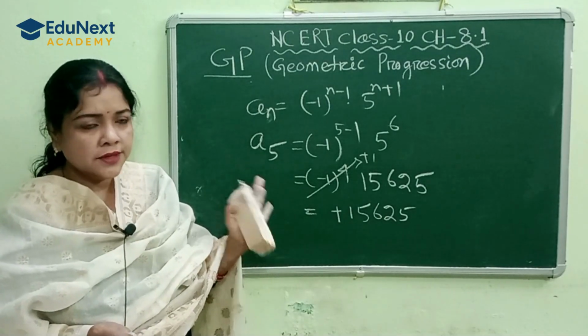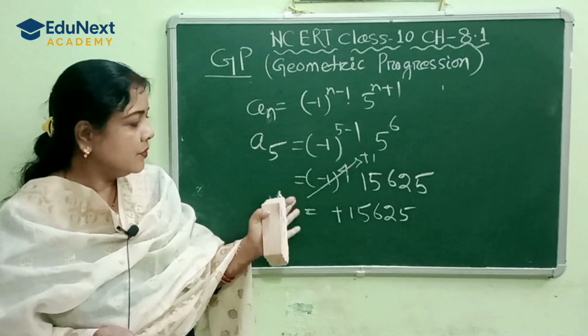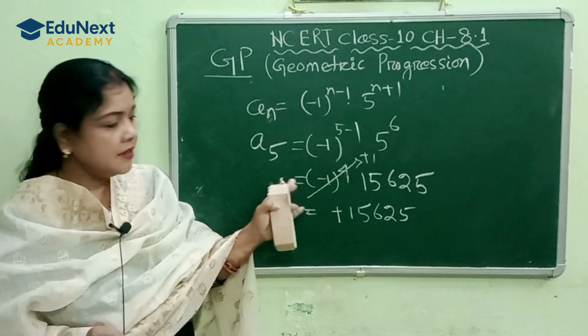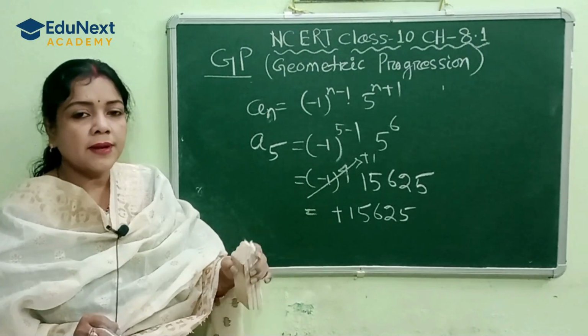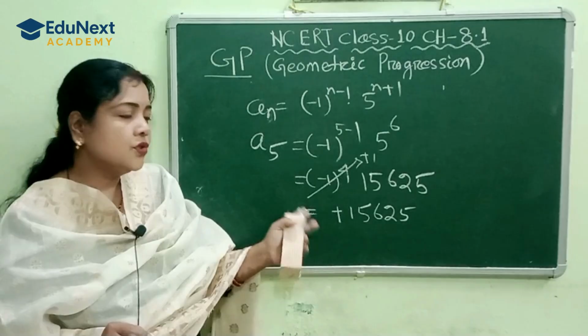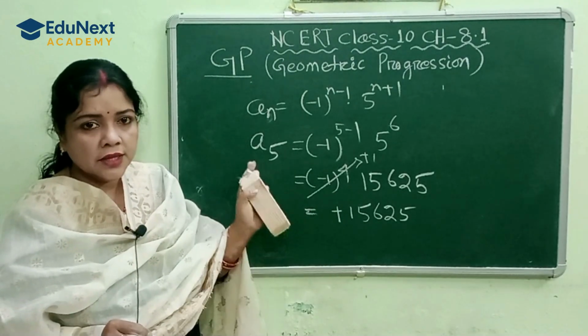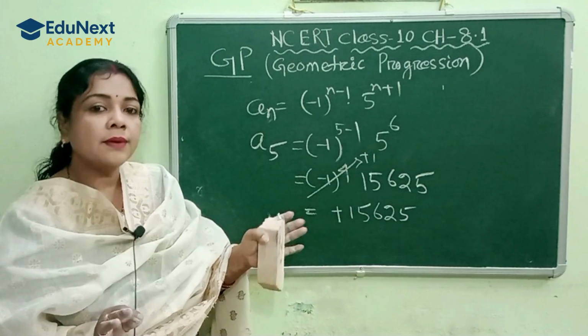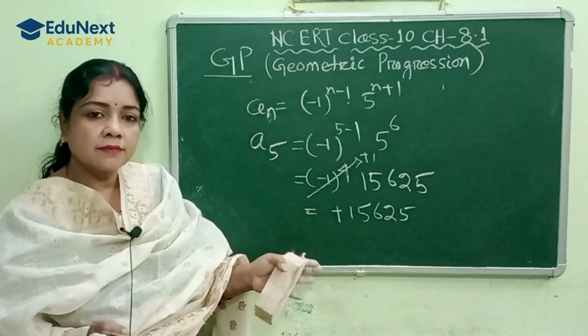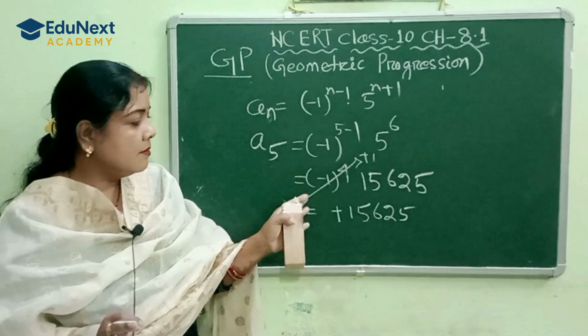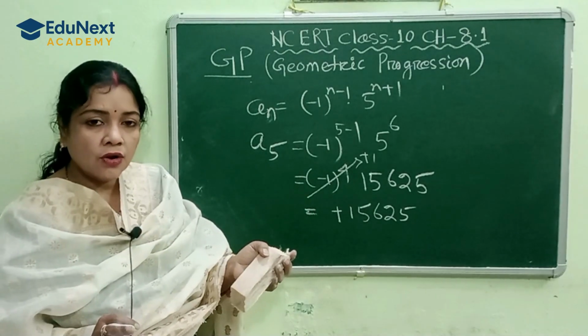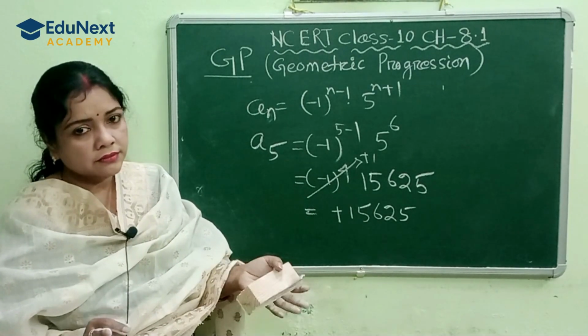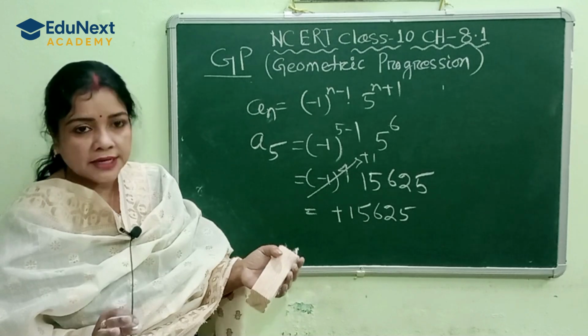Now you see, this is a different kind of question. The question is very easy also. The only thing is that you have to find out the -1 power. Please don't get confused here. Remember one thing, -1, whatever may be, if the power is even, you are going to get +1. If the -1 power is odd, you are going to get a negative sign, that means -1.